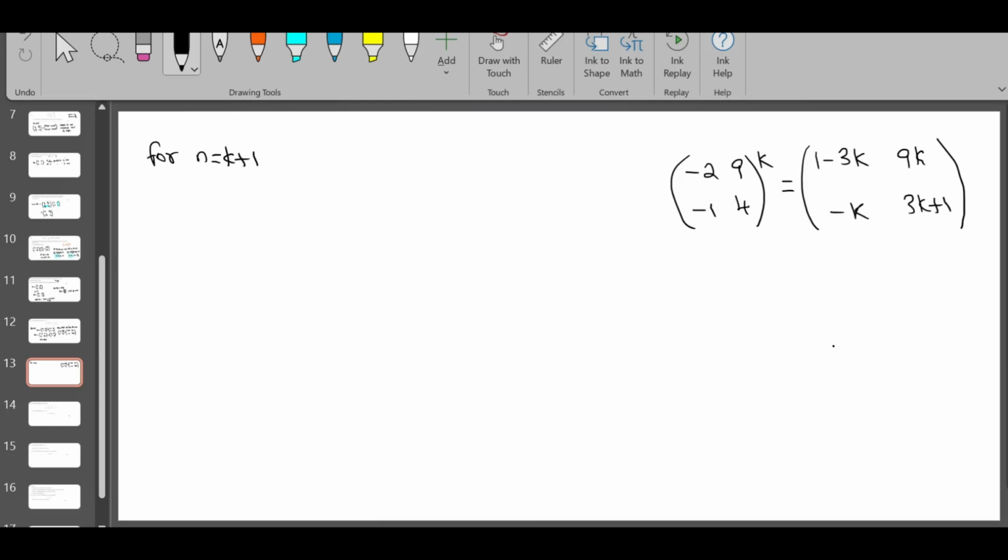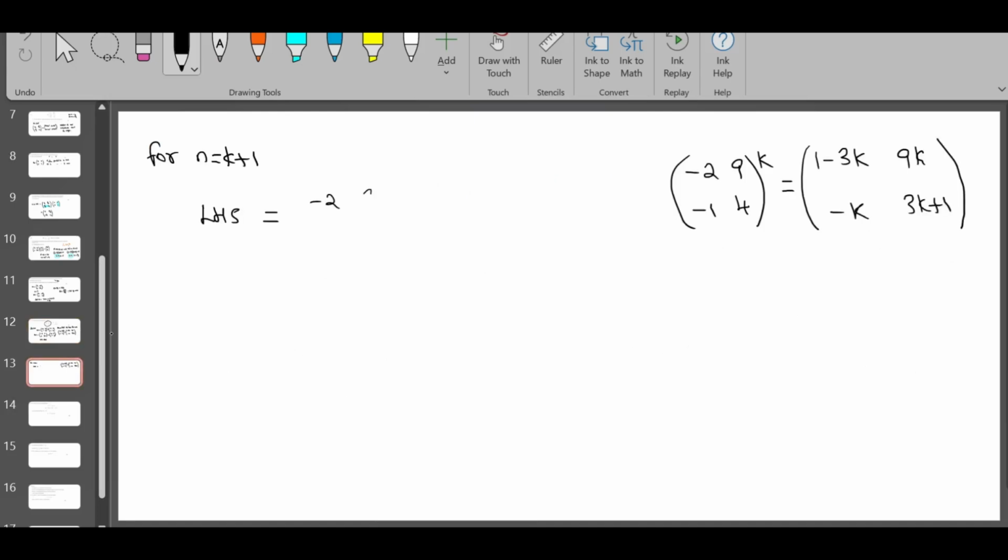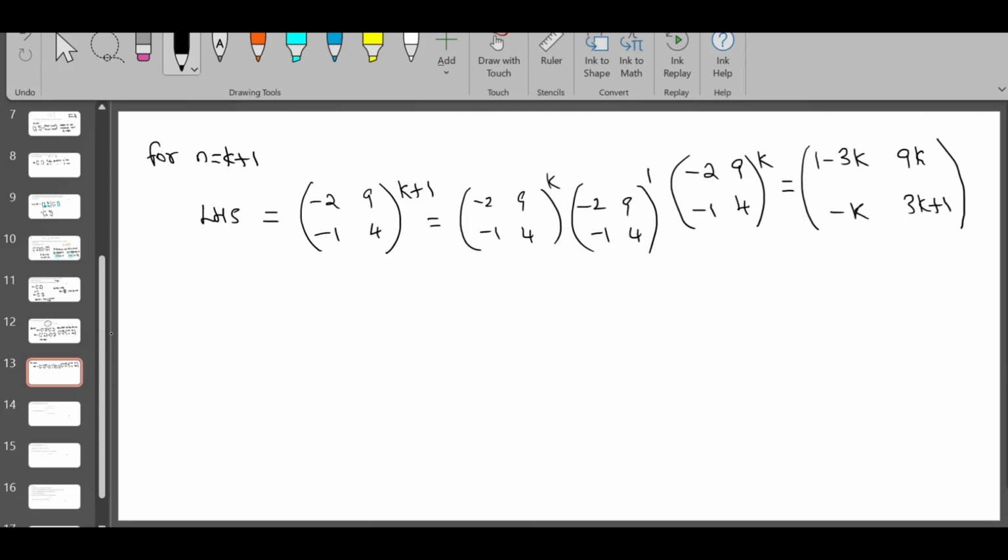I'm going to start from the left hand side of the original expression. In this expression, I'm going to replace n by k plus 1. So [-2, 9; -1, 4] to the power k plus 1. I can write this as two matrices actually: [-2, 9; -1, 4] to the power k and [-2, 9; -1, 4] to the power 1.